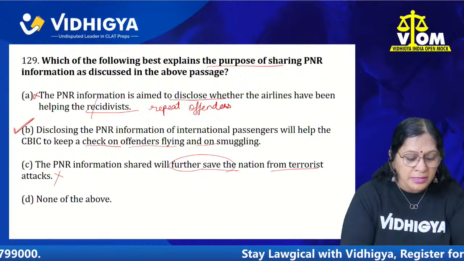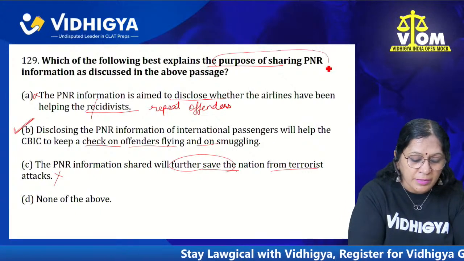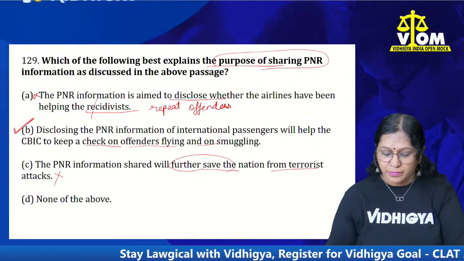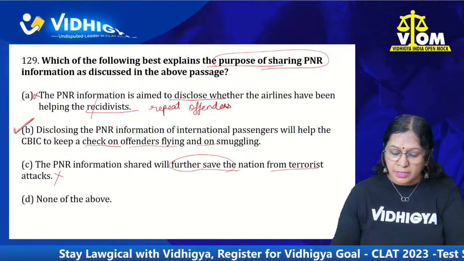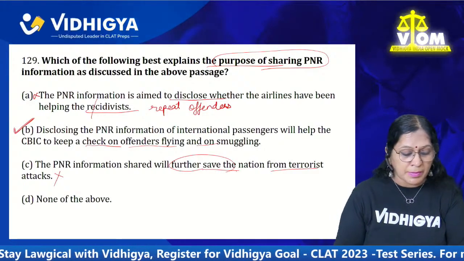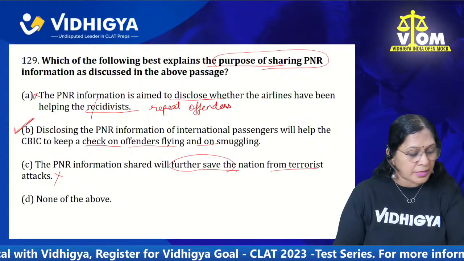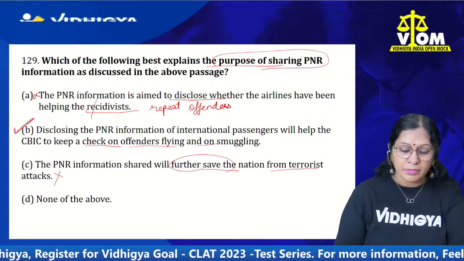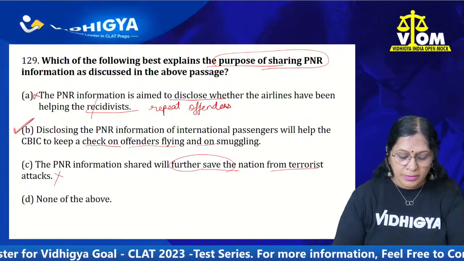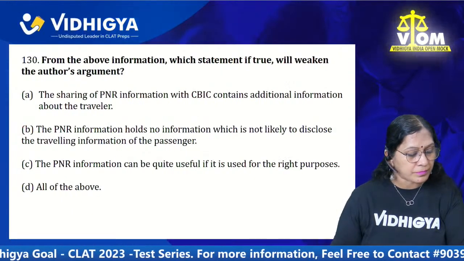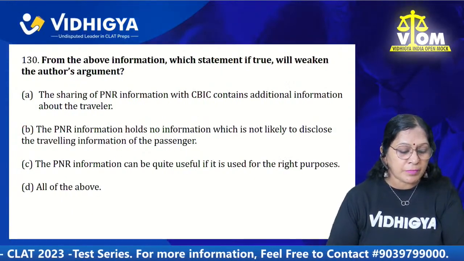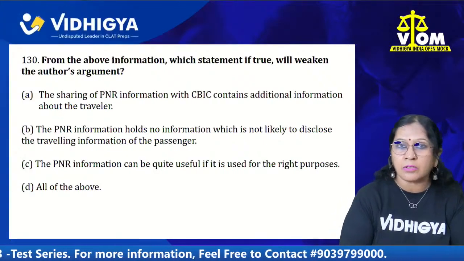Because terrorist attacks and all will not be the purpose of sharing the PNR information. It's about people because they're taking a flight and all. Mainly about the airline passengers it was talking about, no? That's why. Coming to the next question. Question number 130. From the above information, which statement, if true, will weaken the author's argument?